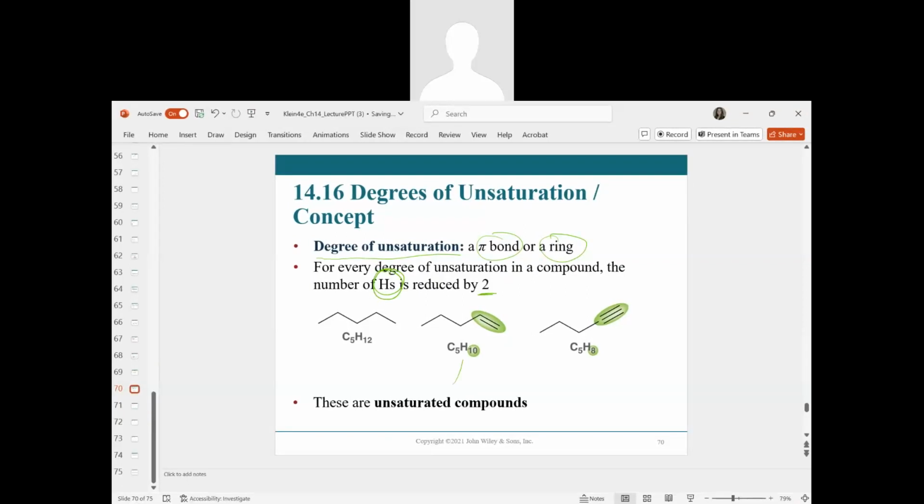In our double bond shown here, we go from pentane to pentene, and we have 2 fewer hydrogens. Then we can go to pentyne with a triple bond, and we have 4 fewer than our saturated hydrocarbon. Both of these are considered unsaturated. We could say the hydrogen deficiency index equals 1 here, or we have an index of 2 here. So 2 degrees of unsaturation, right? 4 hydrogens have been removed from the saturated comparable alkane.